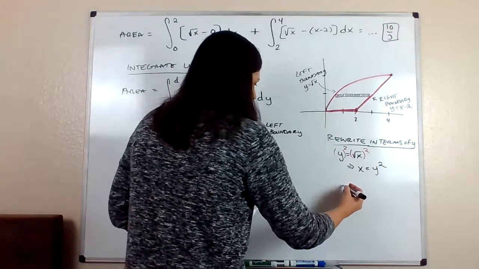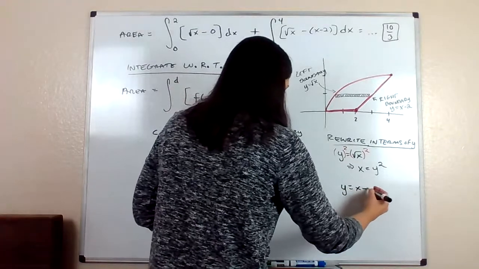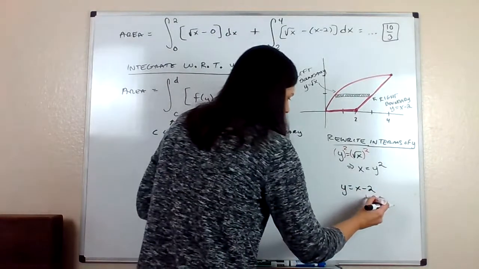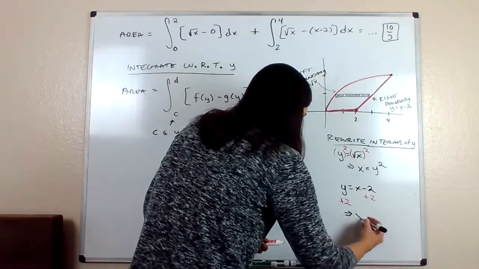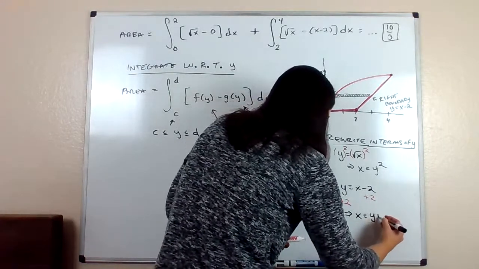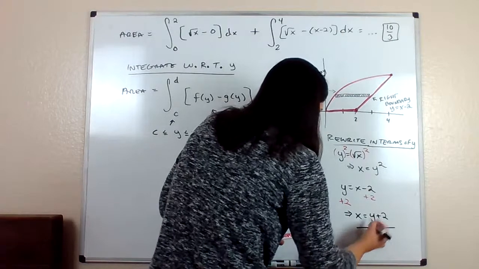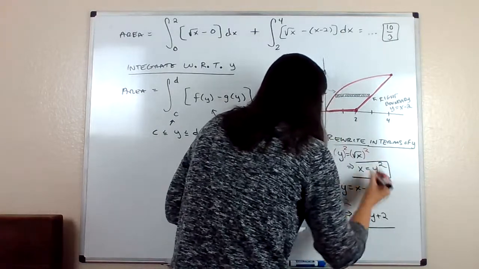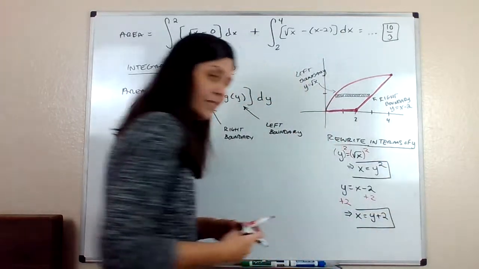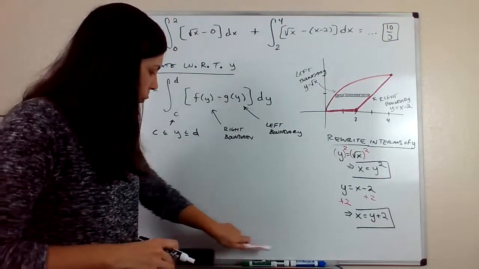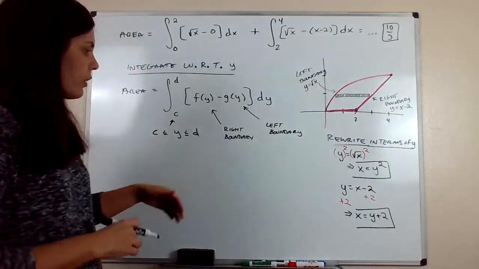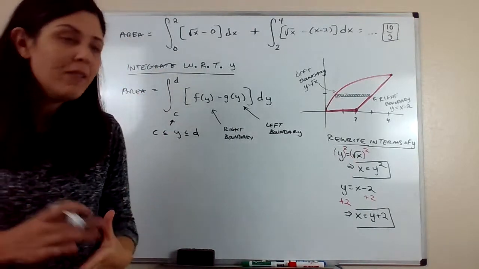Then for the other one, y equals x minus 2. If I add 2 to both sides, I'm going to get x equals y plus 2. So these are my new functions. They're the same functions, but they're written in terms of y, so that I can plug them into my integral here with y as my variable.